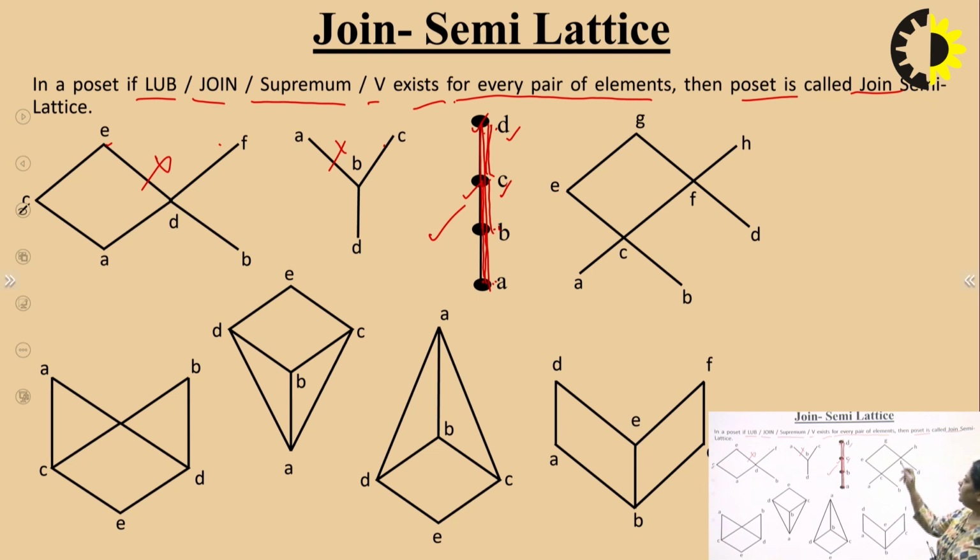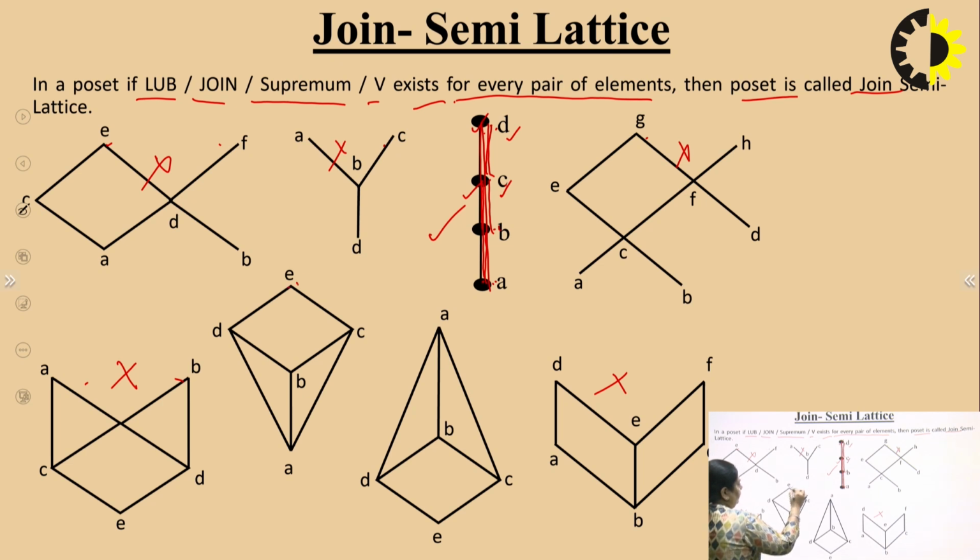Now again, search for the single top. No, we are not having a single top here, so this can't be a join semi-lattice. Again, search for the single top. Again, we are not having a single top. See this figure also: single top? No single top. Now see these two figures. For these two figures, we have to find out whether they are join semi-lattices or not.